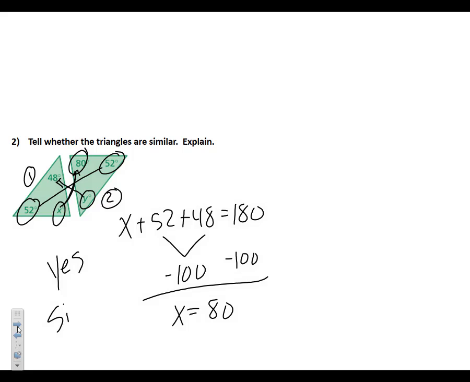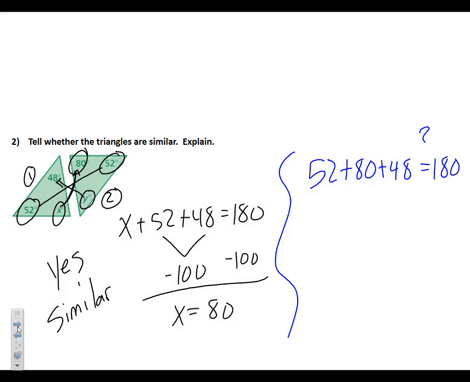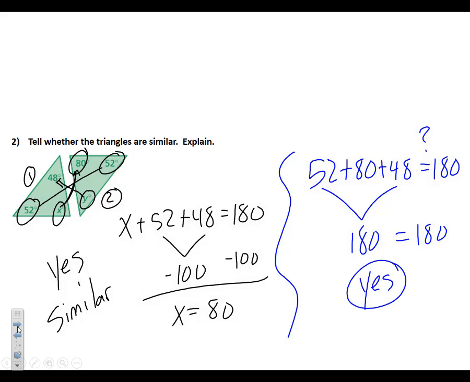Yes, these are similar. Again, pens and pencils down. You're just watching, listening, and learning right now. And of course, the second method, using what they've given us, I've got angle 52 plus angle 80 plus angle 48. Does that equal 180 degrees? And of course, if you add those three together, 180 does equal 180. So yes, we do have similar triangles because all the angles are congruent.